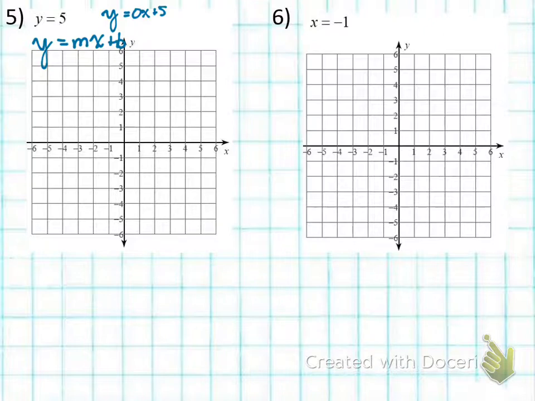So if number 5 looks like a flat line that goes through 5, what's number 6 going to look like? Is it going to have a flat slope also? No, remember yesterday, what kind of slope did this kind have? Undefined. Yeah, undefined. There is no slope. It's undefined, really.